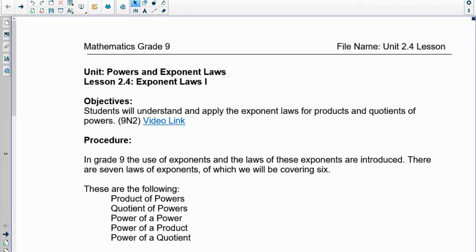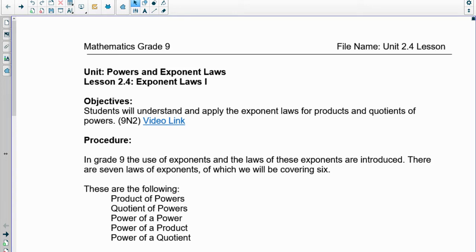Good morning, grade 9s. Today we're going to start working on an area called exponents, and these are the exponent laws. There are two lessons. The first one is 2.4 and the second one is 2.5. This is to prepare you for two more units coming down the road, which are the polynomial unit and, of course, your algebra unit.